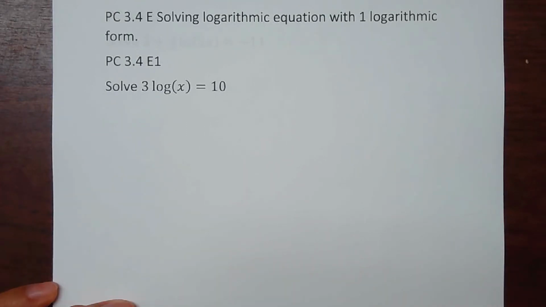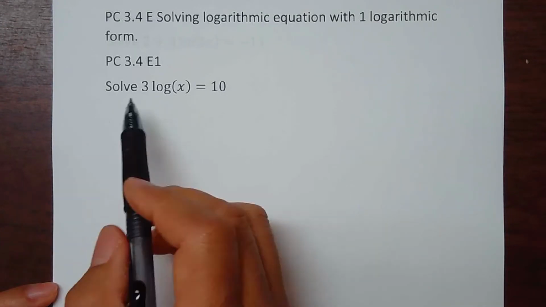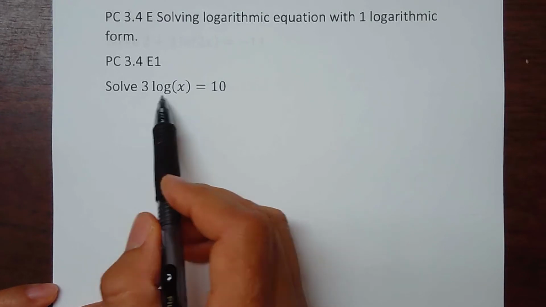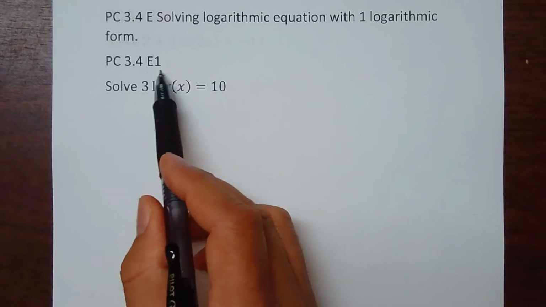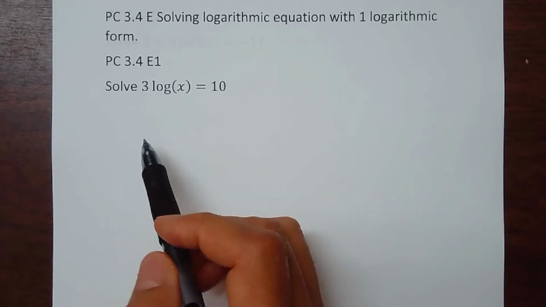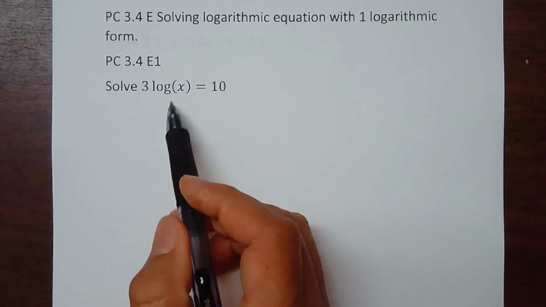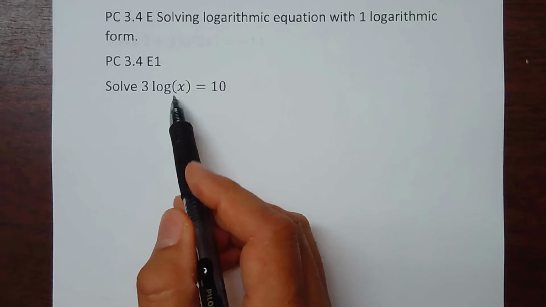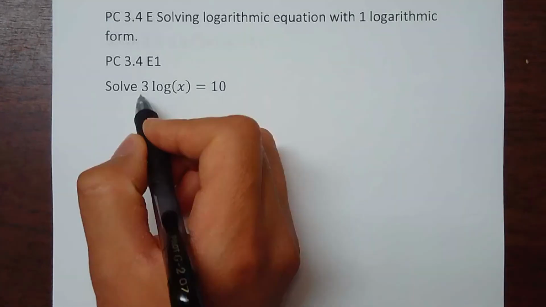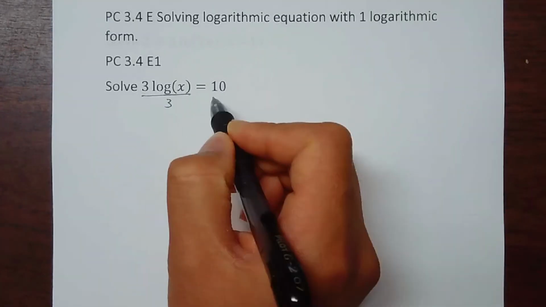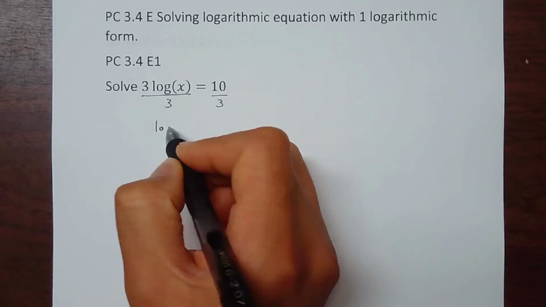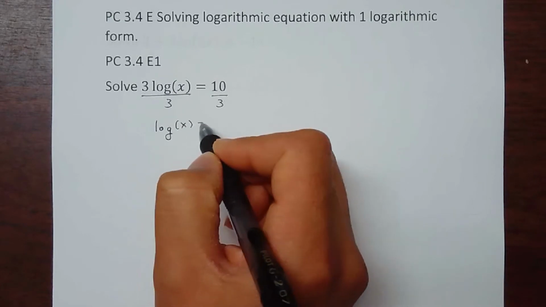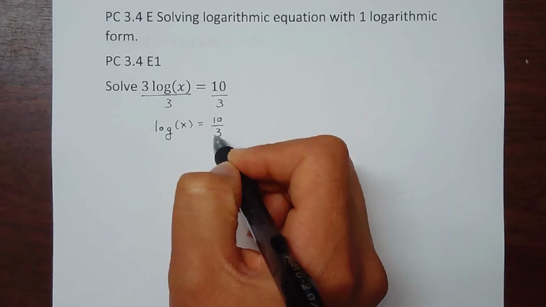Solving logarithmic equation with one logarithmic form. So solve 3 log x equal to 10. We only have one logarithmic form. So isolate log x first, meaning get rid of 3. Divide by 3, divide by 3 both sides. So log x equal to 10/3.